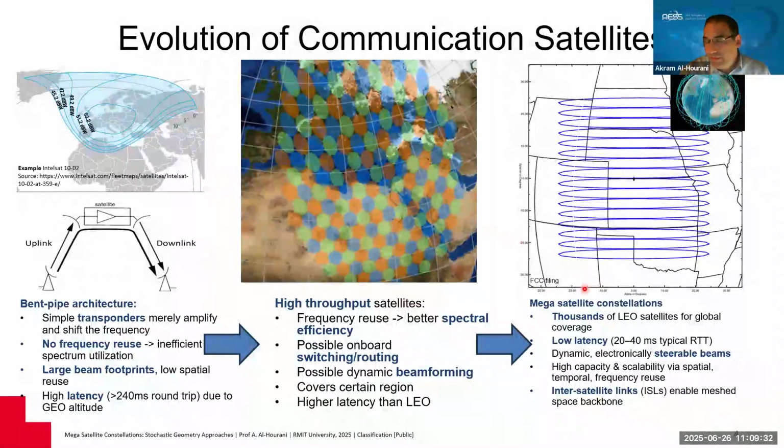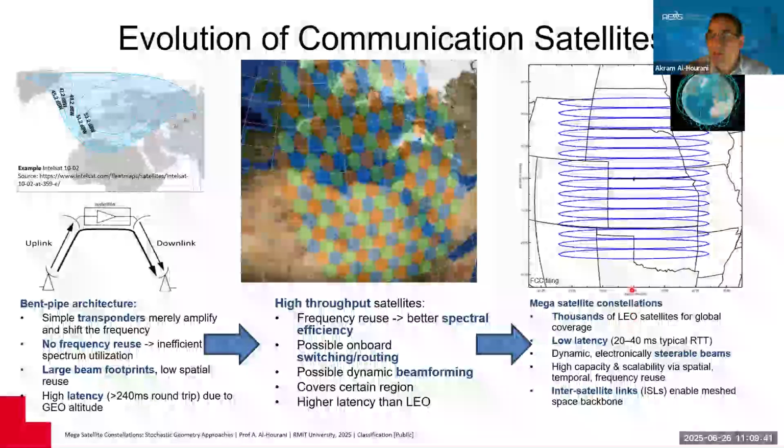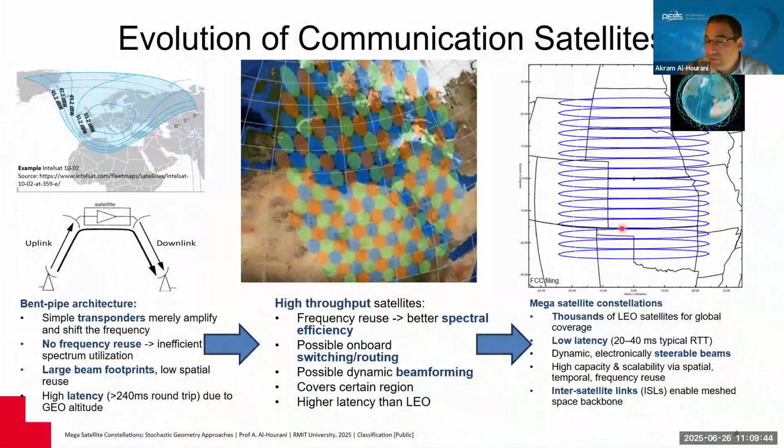The modern version of satellites, which we call the mega satellite constellation, we will have more depth on these constellations. We talk about thousands of low Earth orbit satellites. These satellites also have much smaller beams. Mind, this is a reverse engineering from FCC filing. This is a zoomed in version on the US, and you can see one of the OneWeb satellites and the beams of this satellite. Now, other satellites can provide also electronically steerable beams, but what you can notice is that the beams are much smaller.